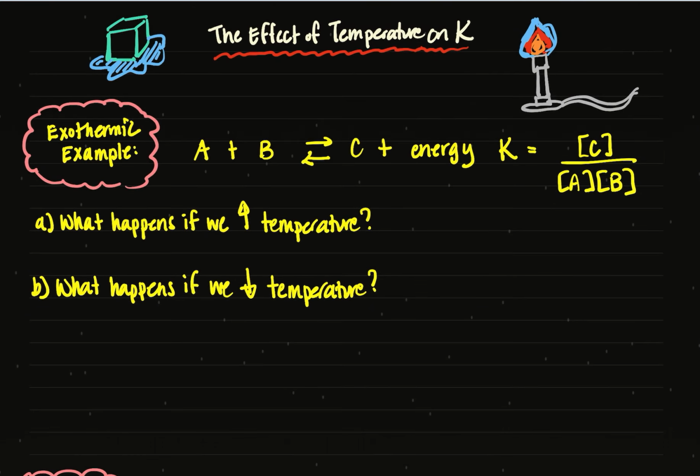Hello and welcome to today's video lesson on the effect of temperature on K. This is a continuation of Le Chatelier's principle. Let's look at our exothermic example, which is A plus B produces C plus energy.